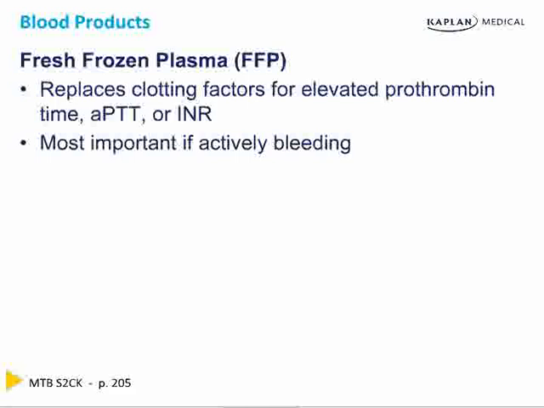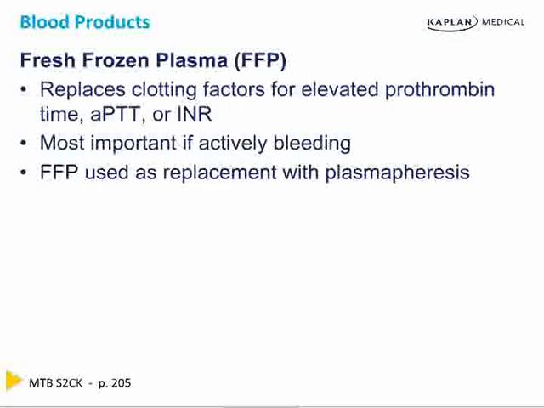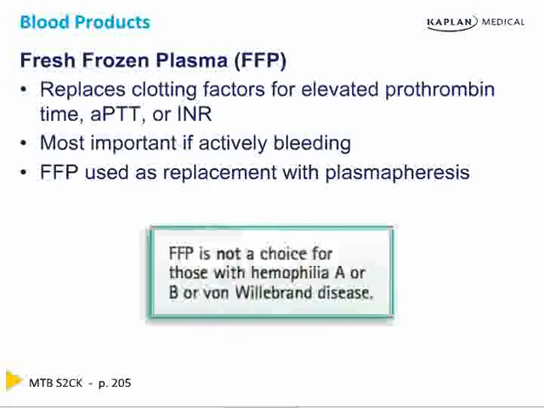So if you have a person who's bleeding, who's got a coagulopathy from high PT, PTT, or INR, you need to use those fresh frozen plasma clotting factors to stop the bleeding. Fresh frozen plasma is also used as replacement with plasmapheresis, sometimes called plasma exchange. So FFP, though, doesn't give you hemophilia A or B factor. It doesn't give you factor 8 or factor 9. Hemophilia A factor is factor 8. Hemophilia B factor is factor 9. It doesn't work with von Willebrand's because those factors are not put into fresh frozen plasma.